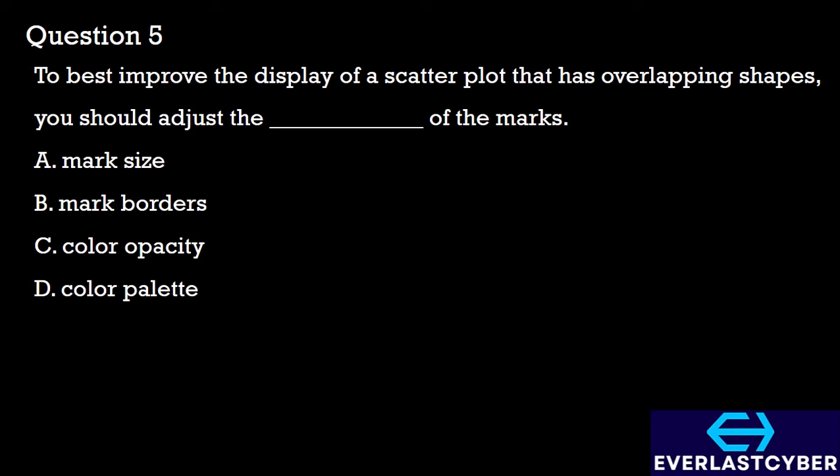Question 5. To best improve the display of a scatter plot that has overlapping shapes, you should adjust the dash of the marks. A. Mark size. B. Mark borders. C. Color opacity. D. Color palette.